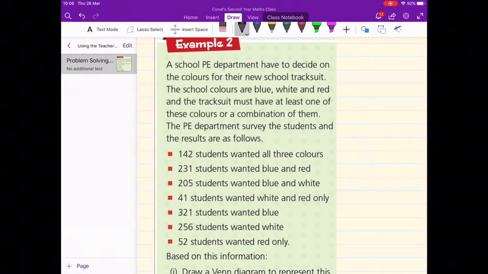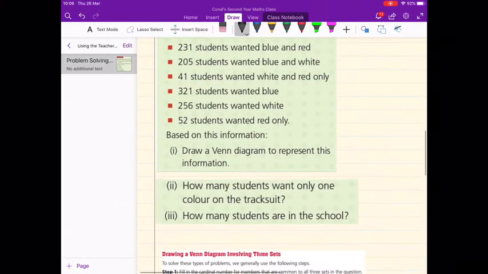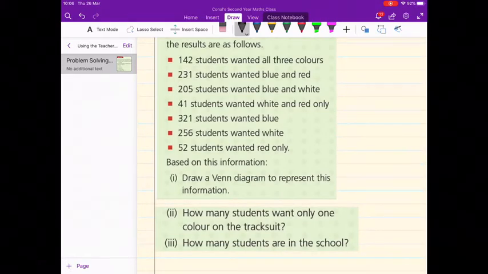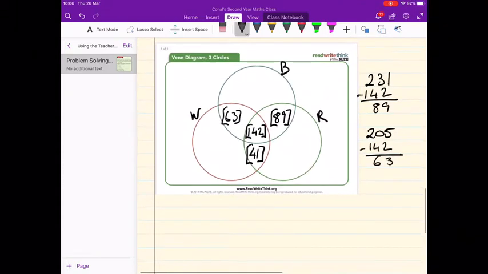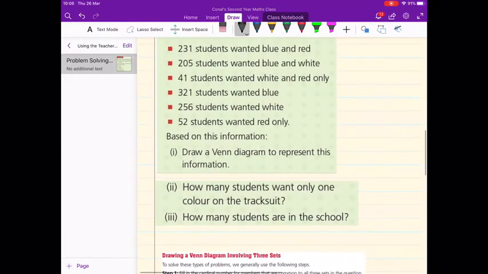Then how many for white and red only? We had 41 for white and red only, so that was actually given to us. So that's just straight up 41 in there for white and red only. Then 321 wanted blue, 256 wanted white, 52 wanted red only. Well, the 52 who want red only can go there.